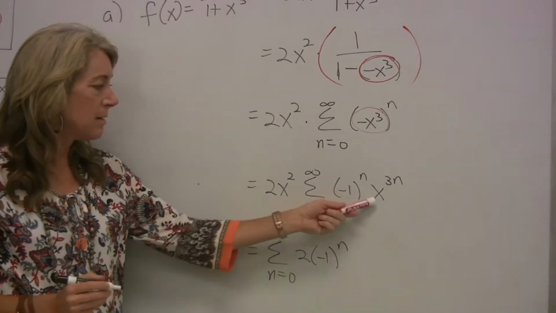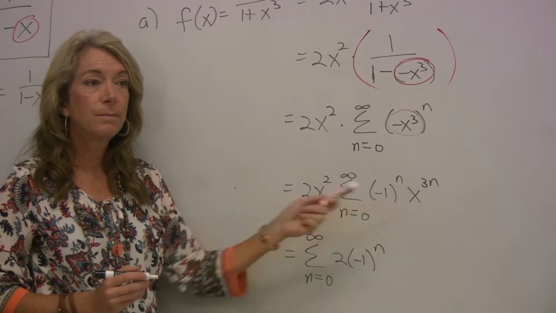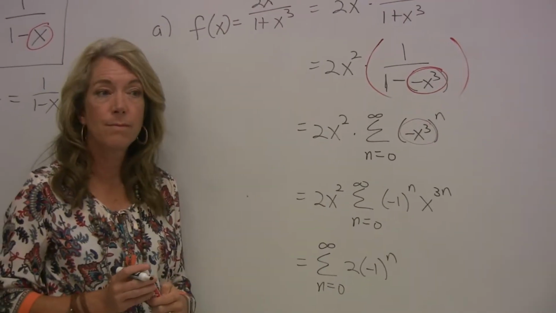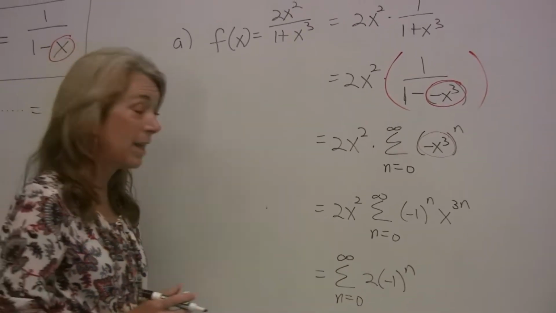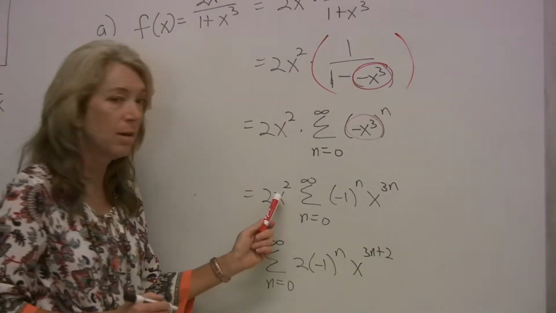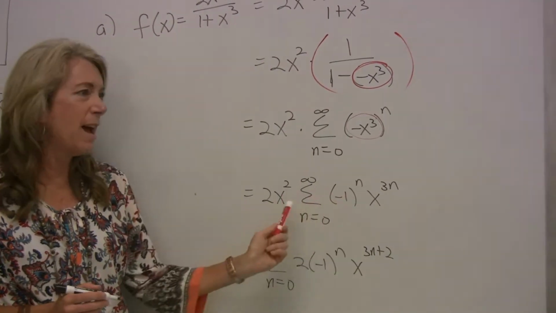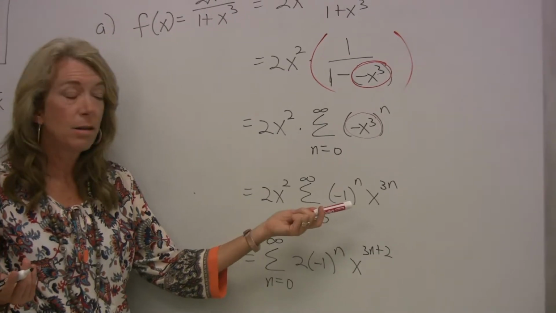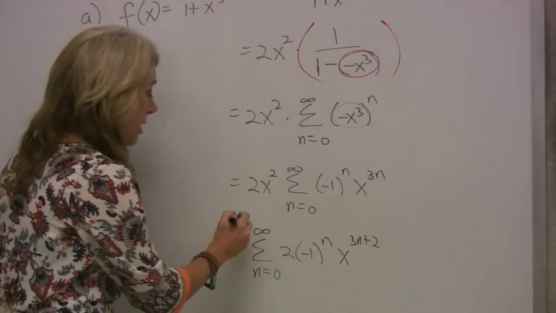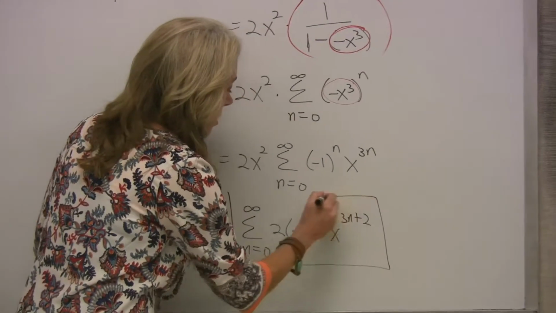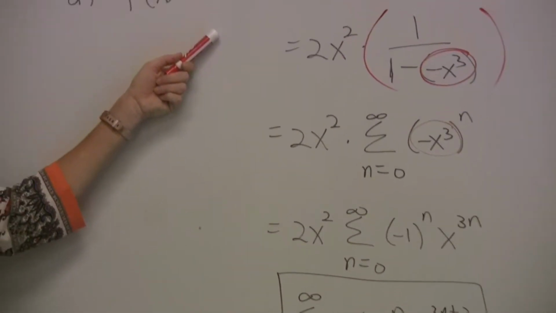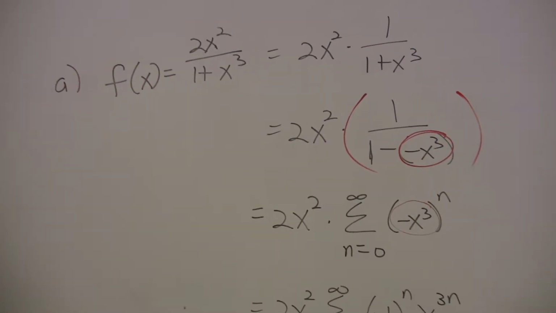What happens with these x's? x to the 3n plus 2. Yeah, 3n plus 2. We're just adding exponents, just like you would have any other time. If this was x squared and x to the 5th, you would have added them and made it x to the 7th. So if it's x squared and x to the 3n, we're adding those exponents. So this series is the same as this function, but only for some values of x.